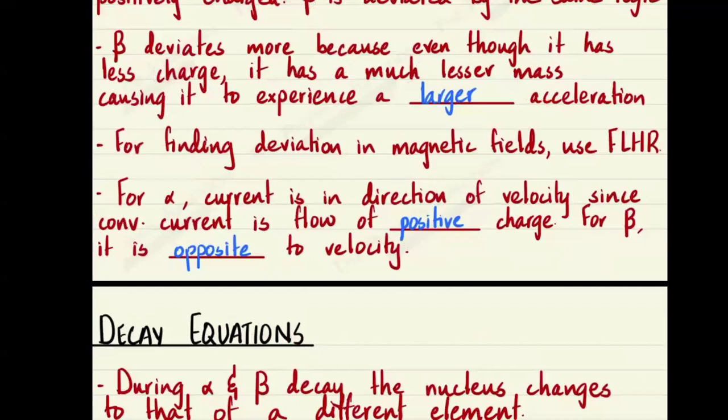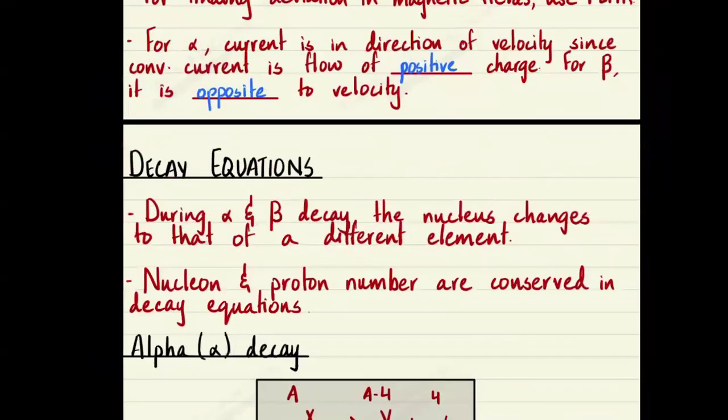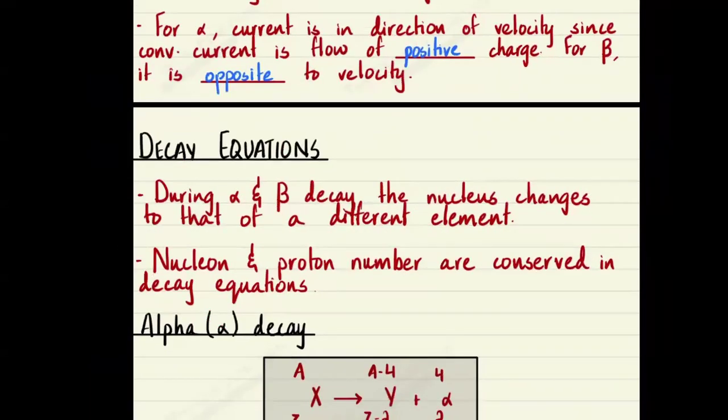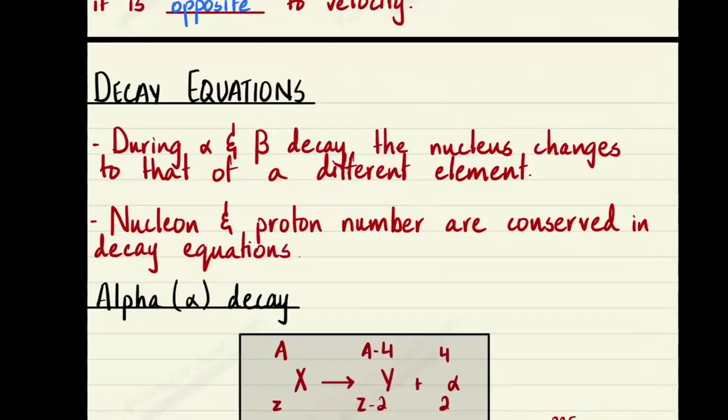Okay, next up we have the decay equations. So during alpha and beta decay, the nucleus changes to that of a different element. Nucleon and proton number are conserved in decay equations, and this is what we use to balance these equations.